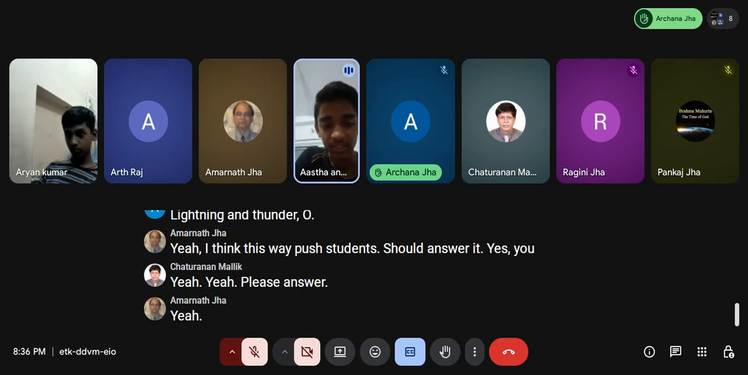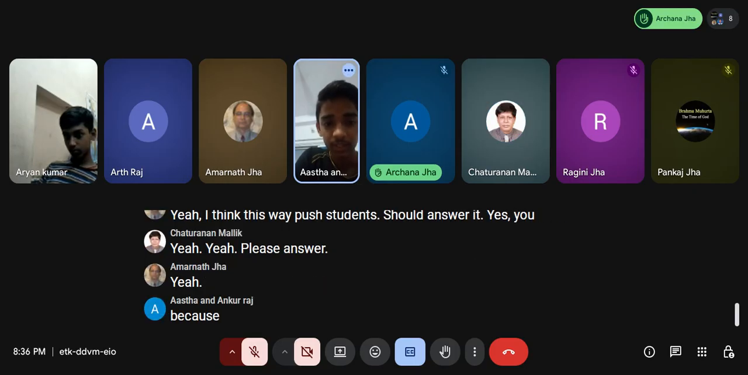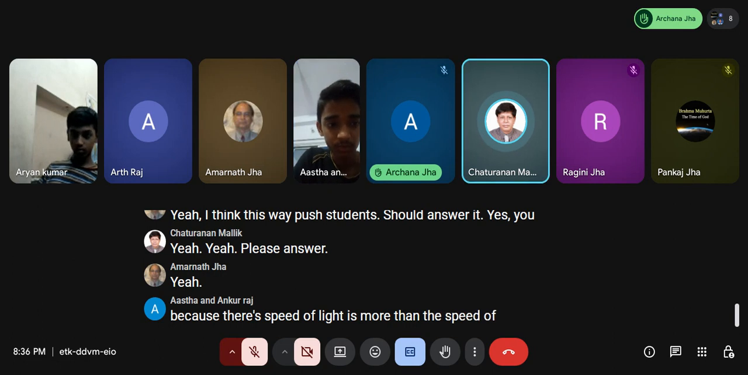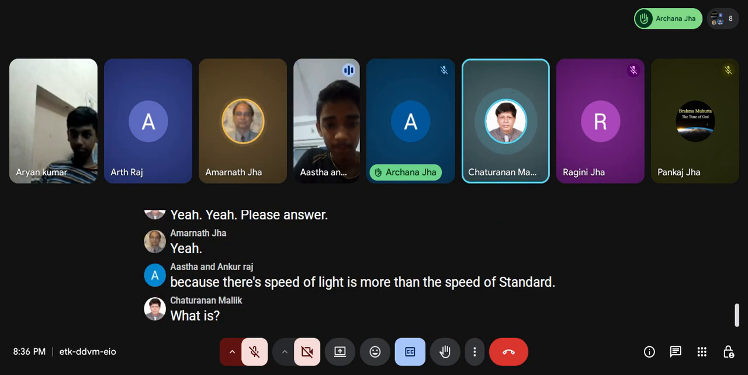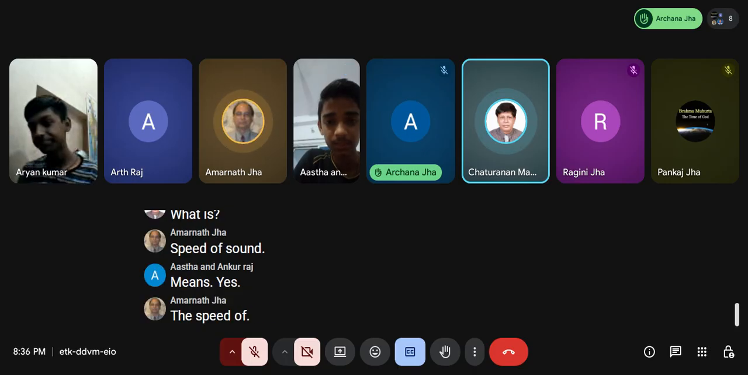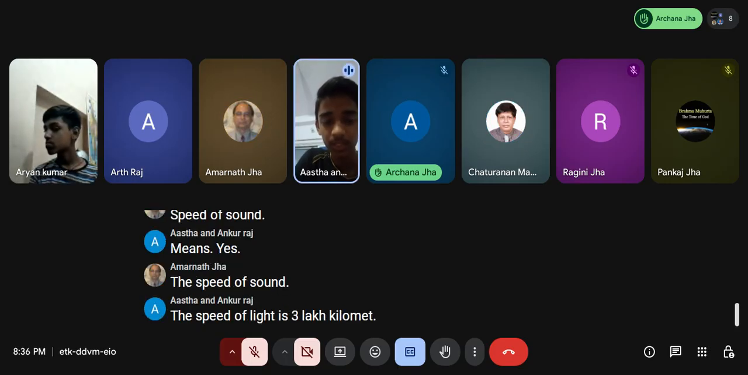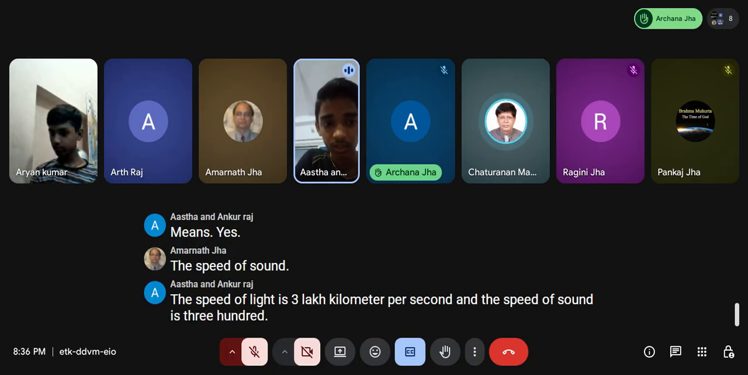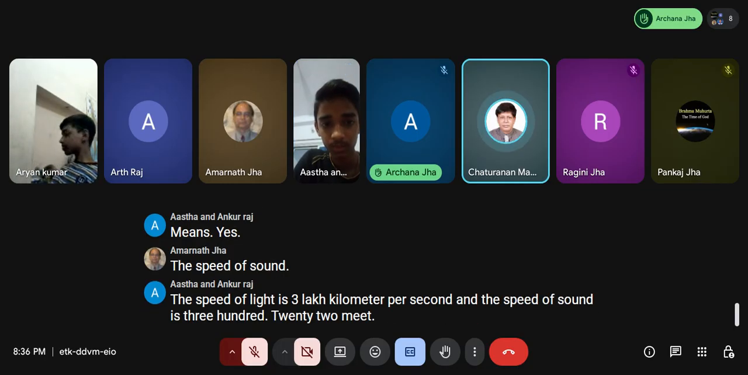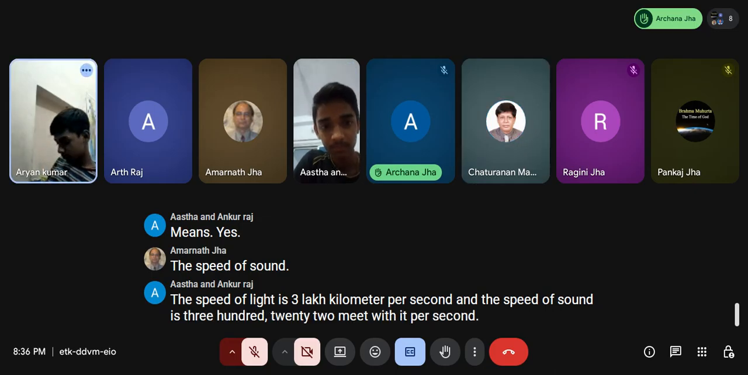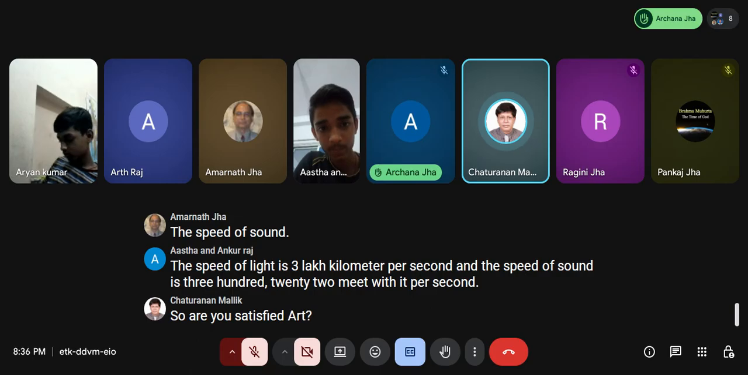Lightning and thunder occur at the same place, but we see it differently because the speed of light is more than the speed of sound. The speed of light is 3 lakh kilometer per second, and the speed of sound is 332 meter per second. So are you satisfied, Earth?